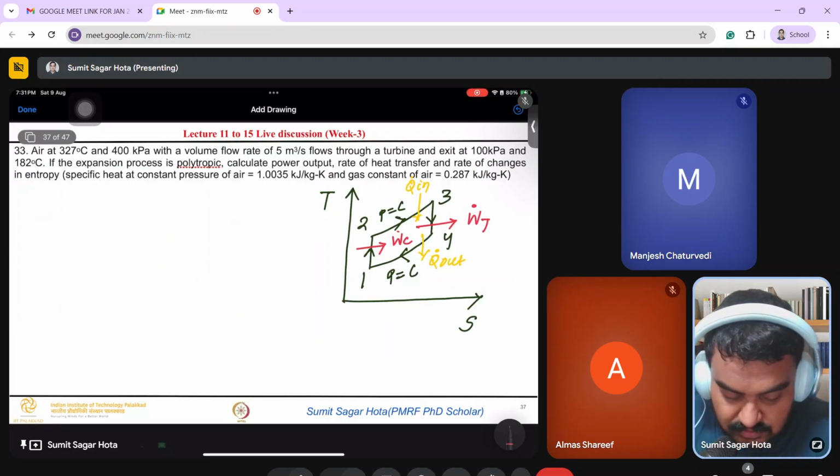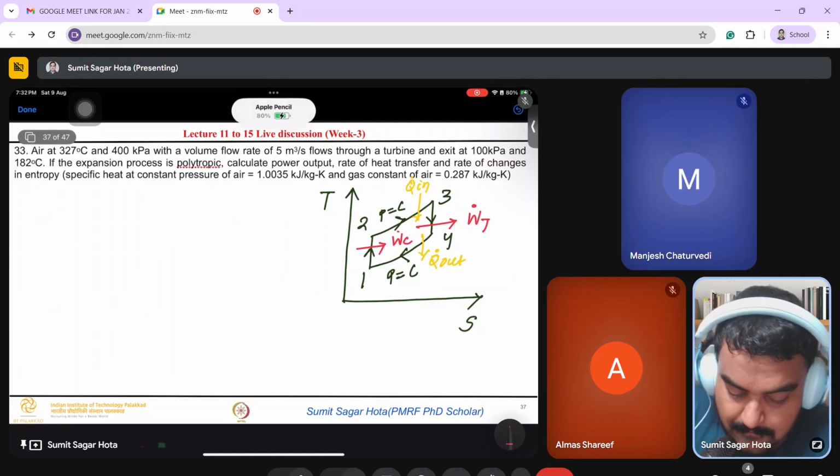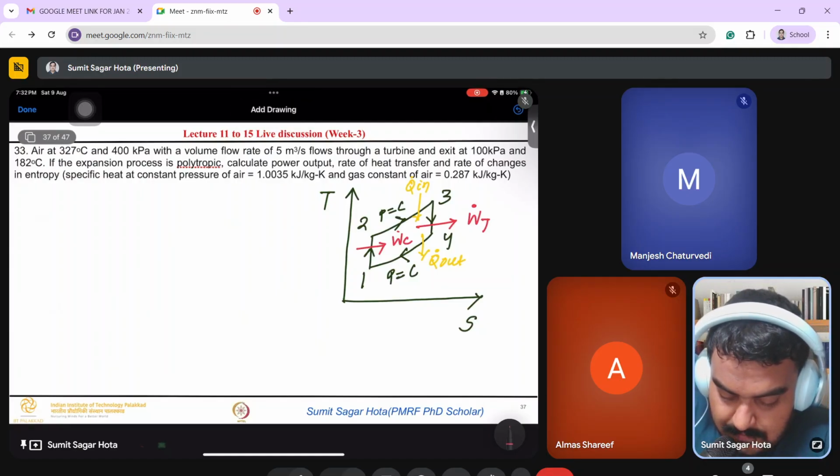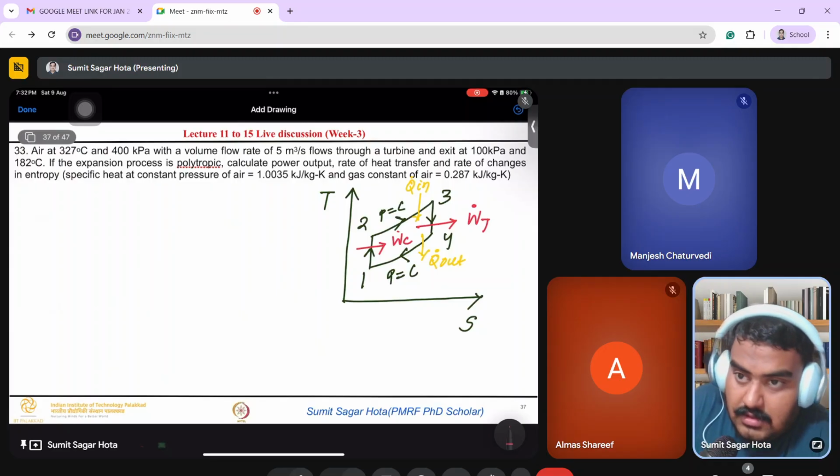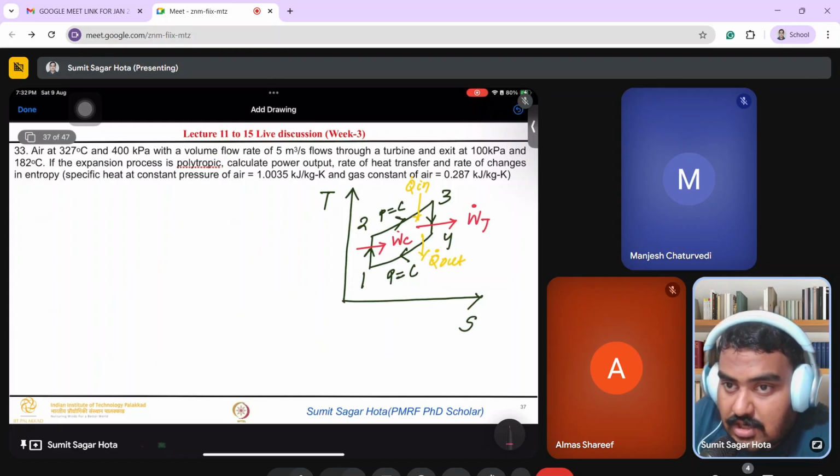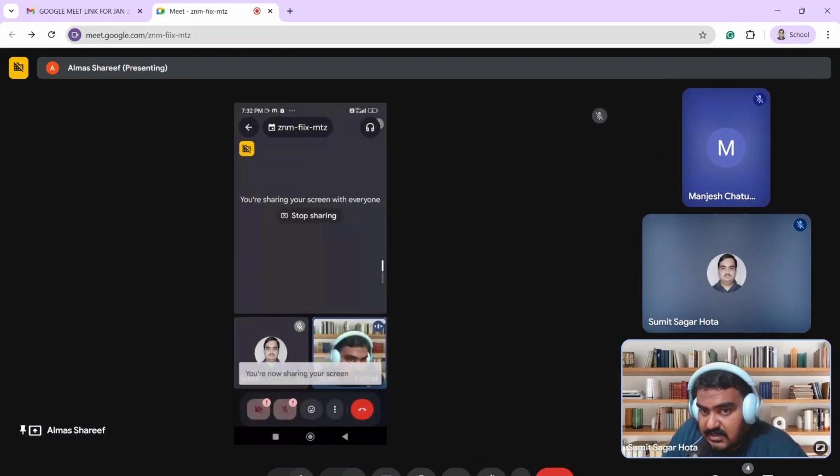Okay. Let's go to the next question. So the air at 327 degrees Celsius and 400 kilopascal with a volume flow rate of 5 meter cube per second flows through a turbine and exits at 100 kilopascal and 182 degrees Celsius. If the expansion process is polytropic, then calculate the power output, rate of heat transfer and rate of change of entropy, specific heat at constant pressure.